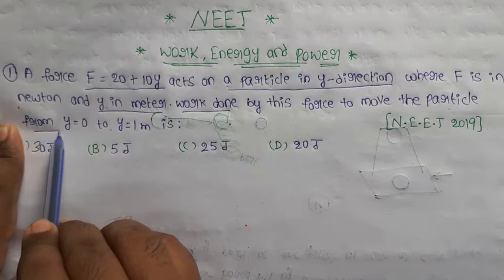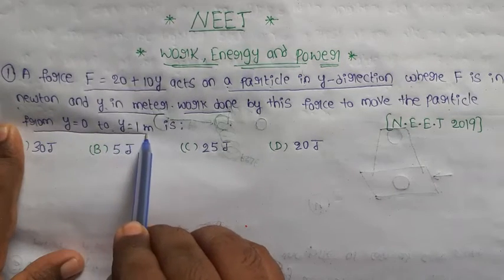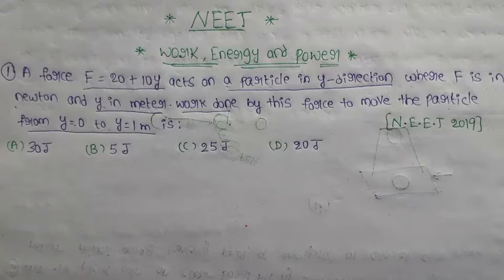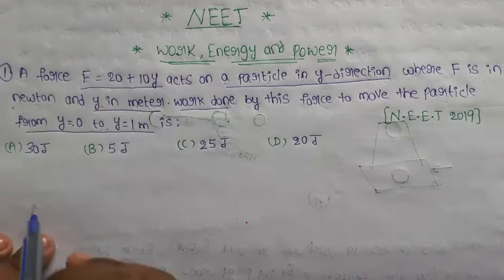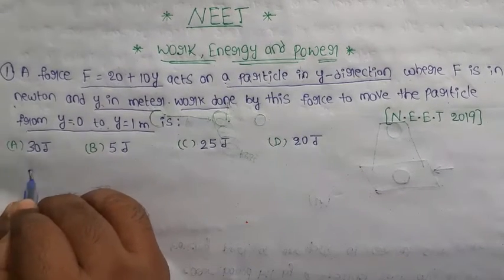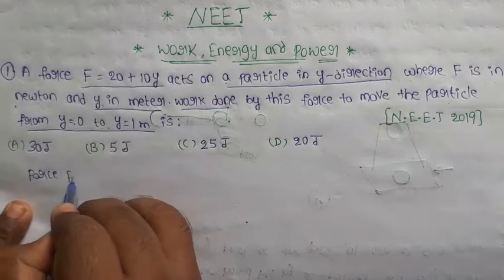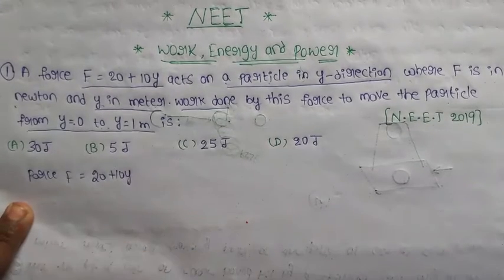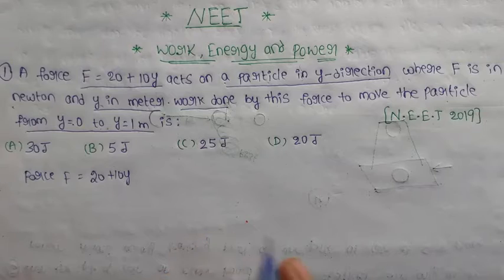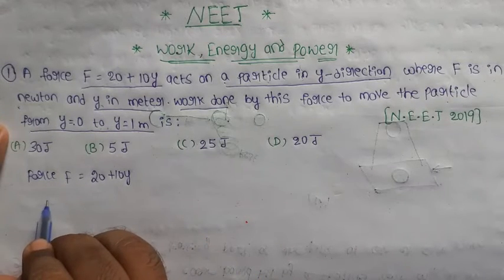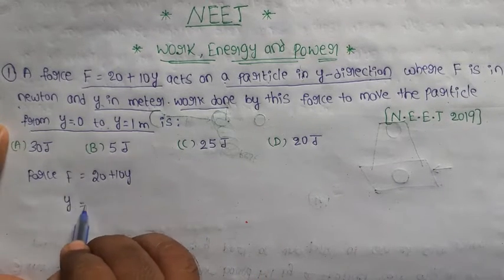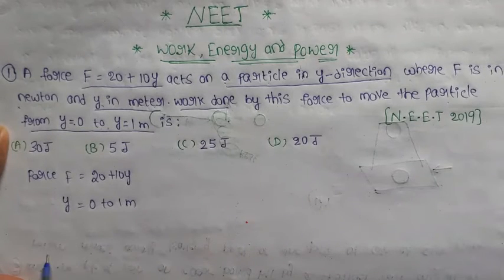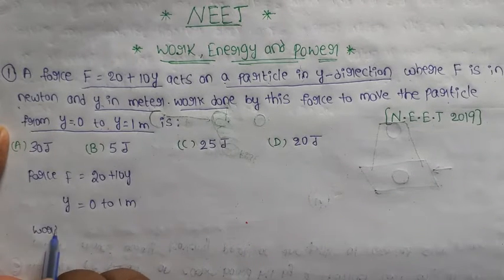from displacement along y axis, y equal to 0 to 1 meter. This is the given question. So note down what is given. Force F equal to 20 plus 10y along y axis, and displacement y equal to 0 to 1 meter. Find out the work done.